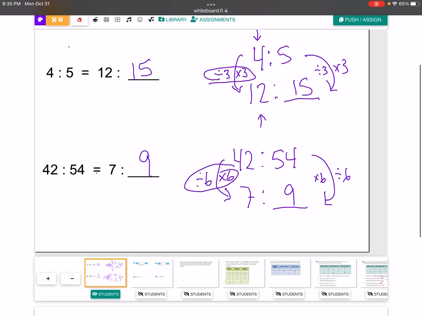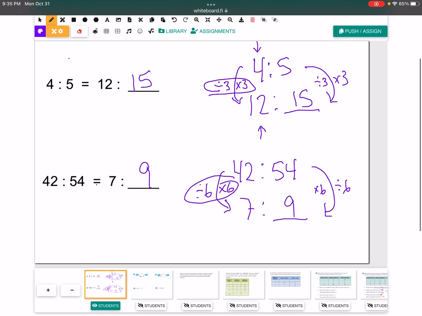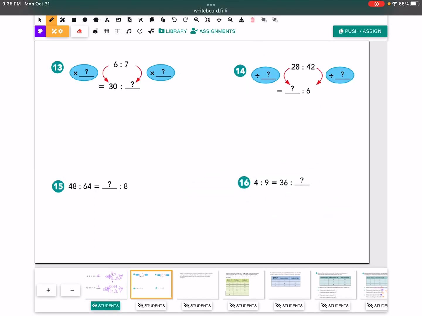So let's go ahead and give this a whirl. I want you to do these items. It's 13 through 16. Go ahead, pause the video, and come back to me. Do the work, come back to me.